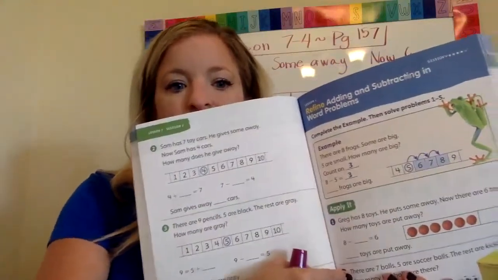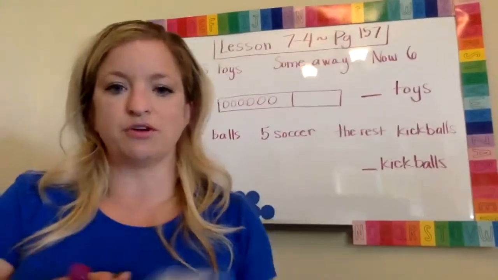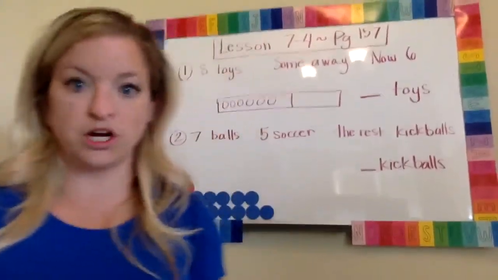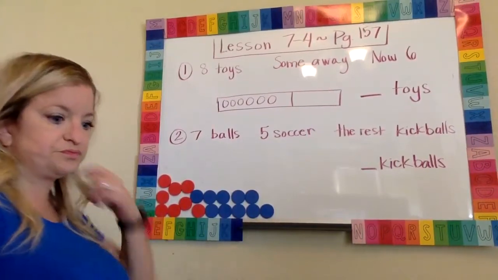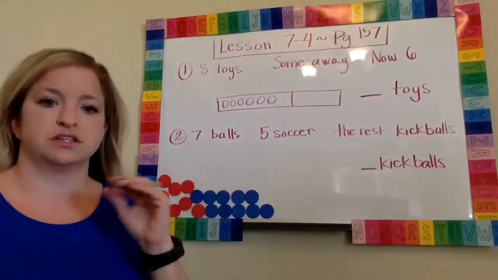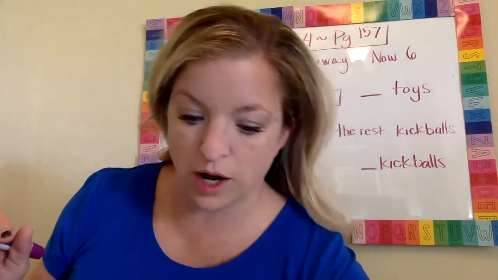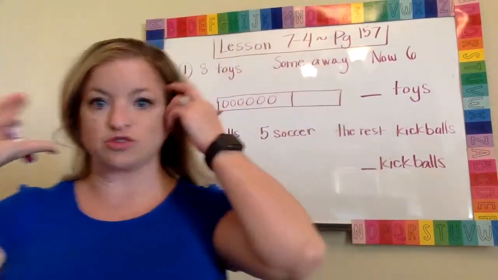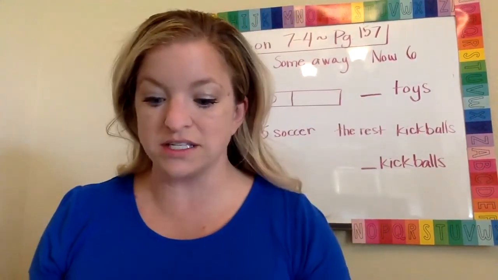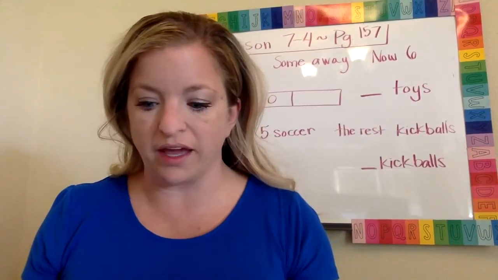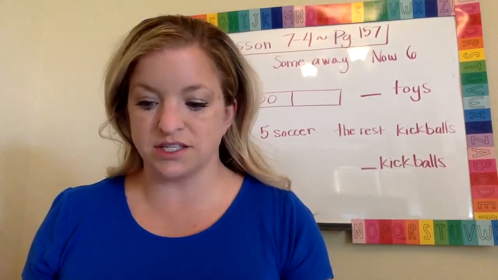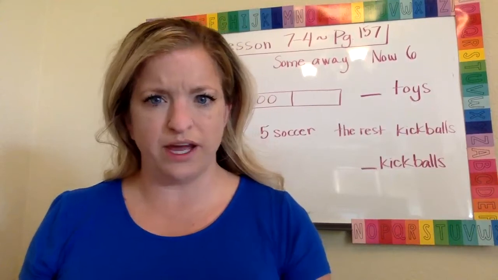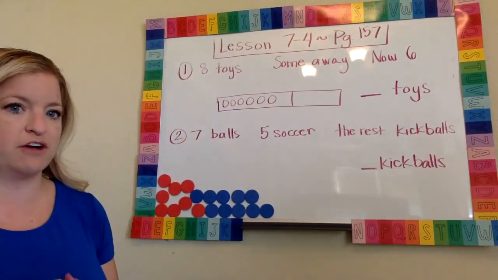Now we're going to apply it. And I have it written on my board as well. So I pulled out the most important things from the problem. Number 1, apply it. It says, Greg has 8 toys. He puts some away. Now there are 6 toys. How many toys are put away? So we're going to figure out how many toys are put away.